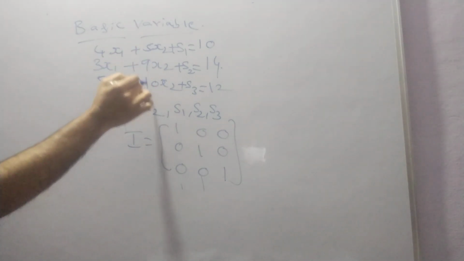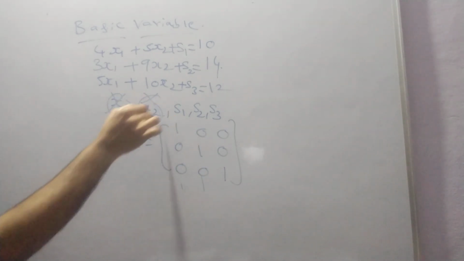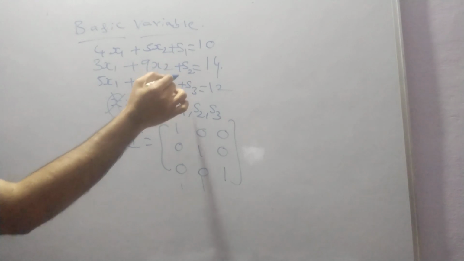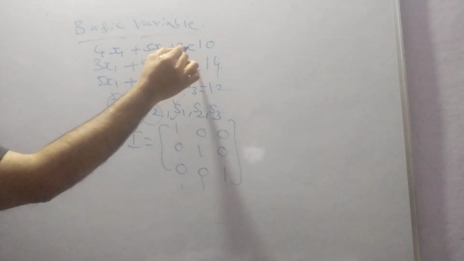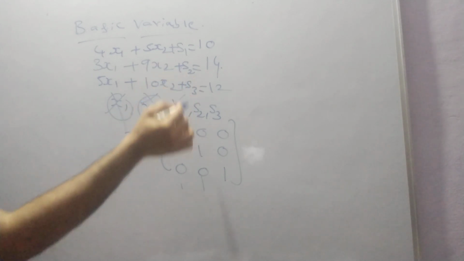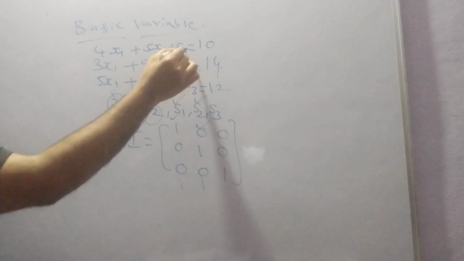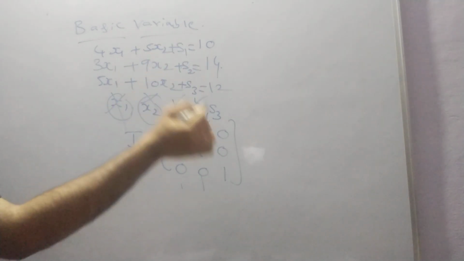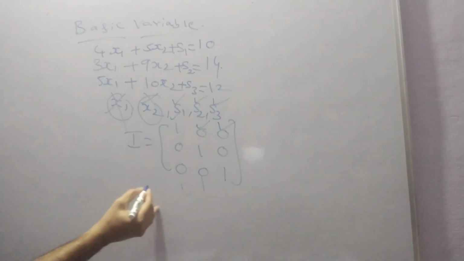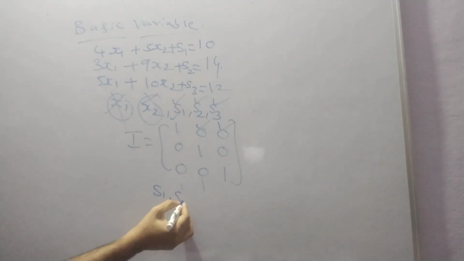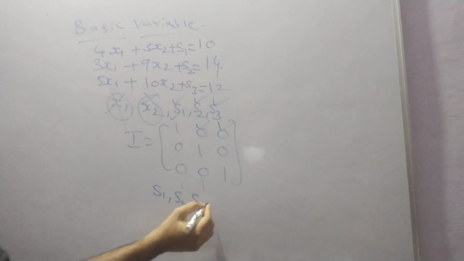x2: 5, 9, 10 does not satisfy first, second or third. x2 is not a basic variable. s1: 1 0 0 satisfies the first column. s1 is a basic variable. s2: 0 1 0 satisfies the second column. s2 is a basic variable. s3: 0 0 1 satisfies the third column. s3 is a basic variable. So here s1, s2, s3 are basic variables.